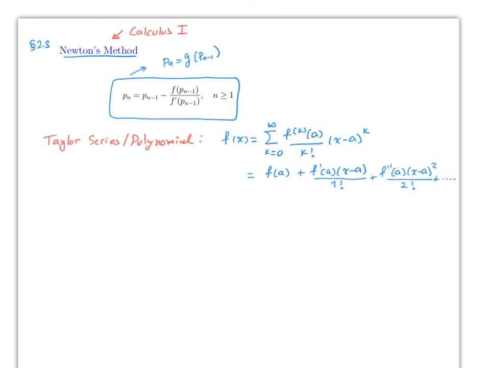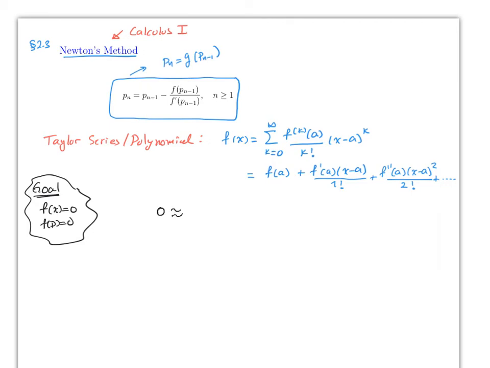Remember that the goal of chapter 2 is to solve f of x equals 0, or in our case, f of p equals 0. So don't forget that that's the goal. So therefore, if that's the case, then we're going to use this expansion, okay, and we will have the following.